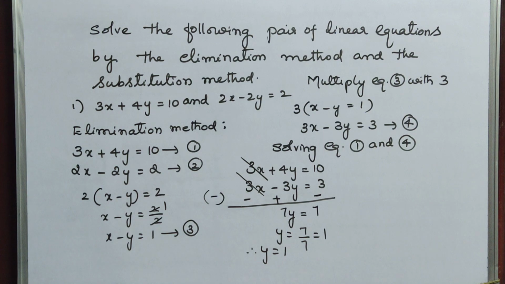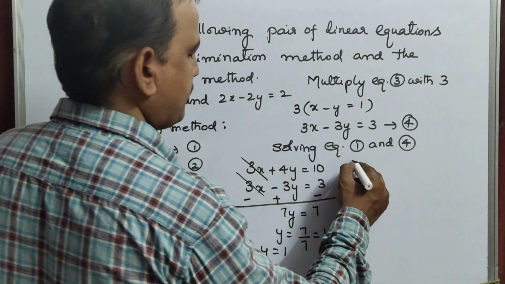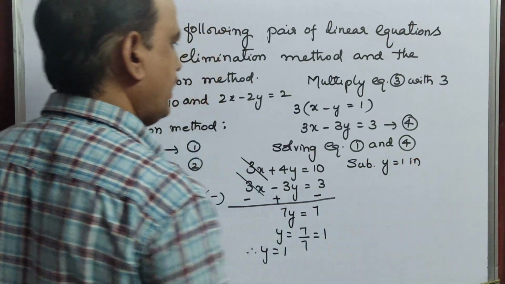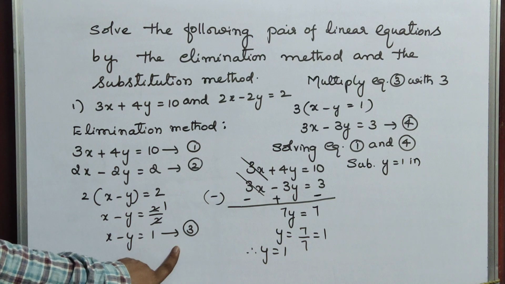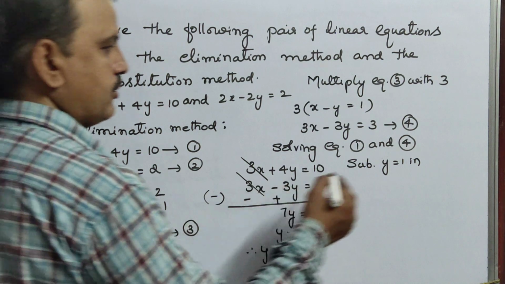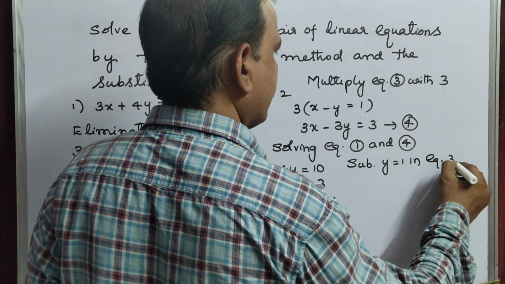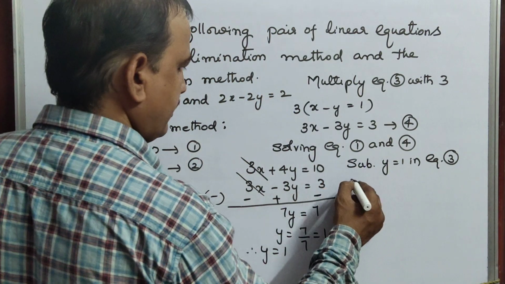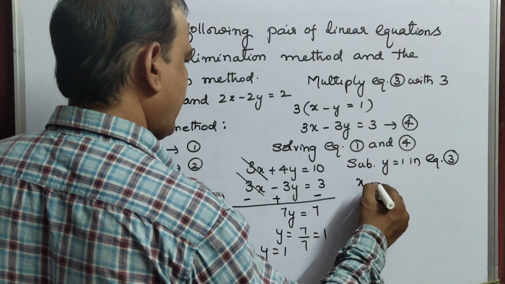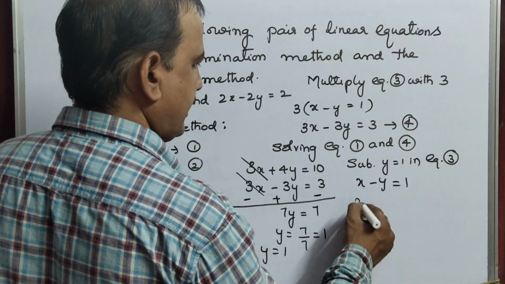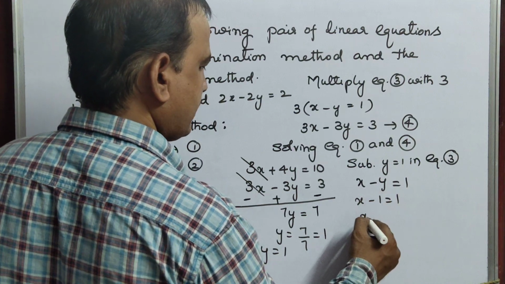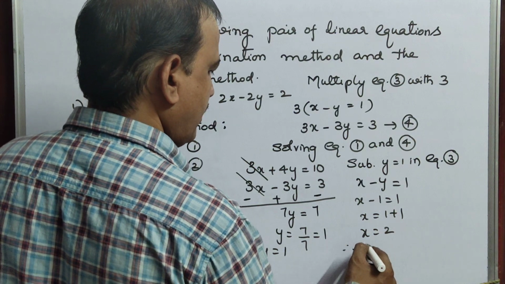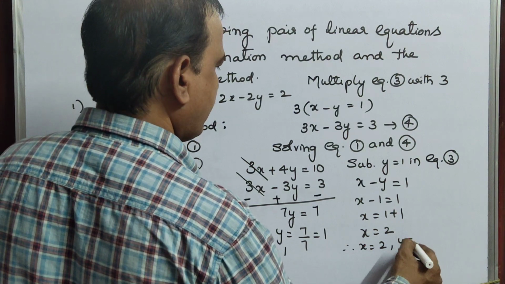Now, how will you get the value of x? Substitute y equals 1 in any one equation, whichever you like. I like the third equation because it's looking very easy. So, in equation 3, substitute y equals 1. That is x minus y equals 1, x minus 1 equals 1. So x equals 1 plus 1, x equals 2. Therefore, x equals 2, y equals 1.